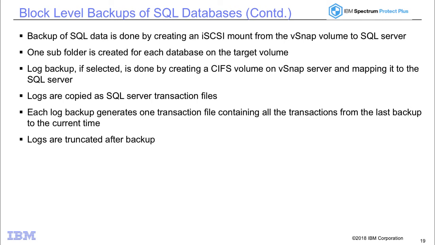You can turn on and off log backup, and if you choose to turn on log backup, it's done by creating a CIFS volume on the VSnap server and mounting it to the SQL Server. The logs are copied to SQL Server transaction files, and each log backup generates one transaction file containing all the transactions from the last backup to the current time. And of course, we're going to go in and truncate the logs after the backup.